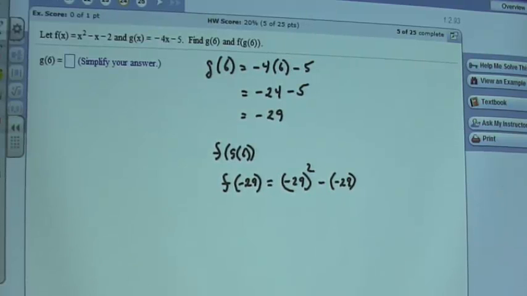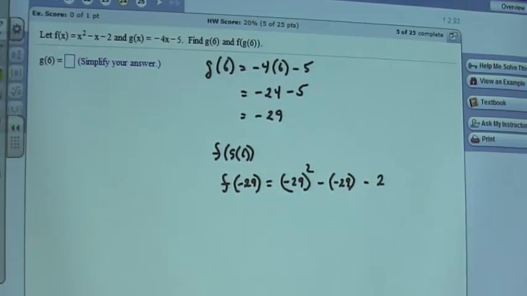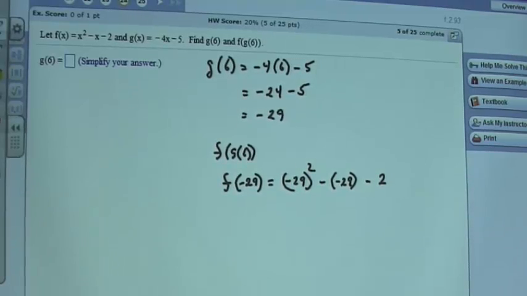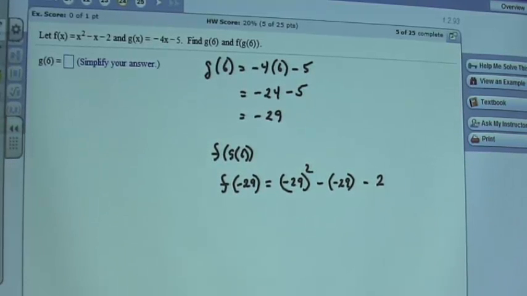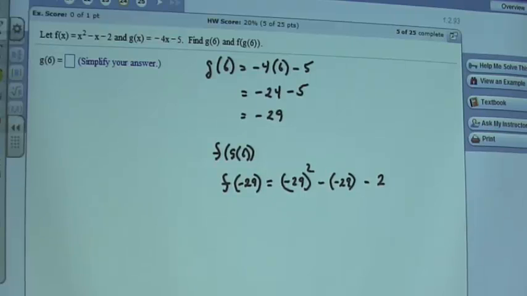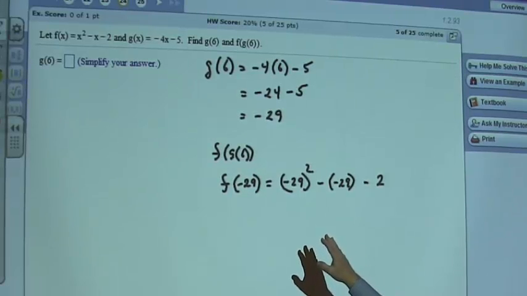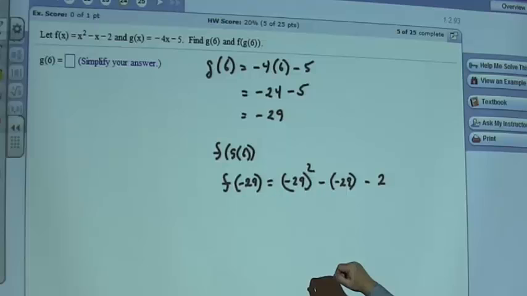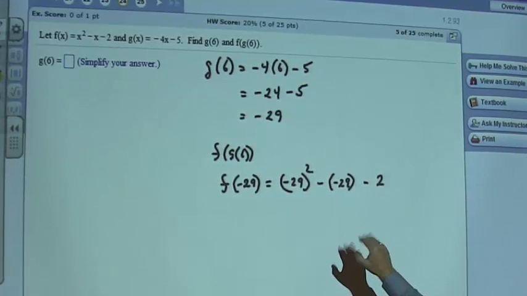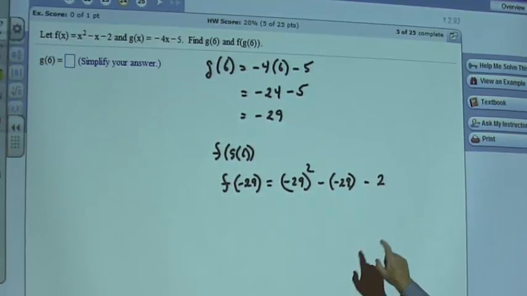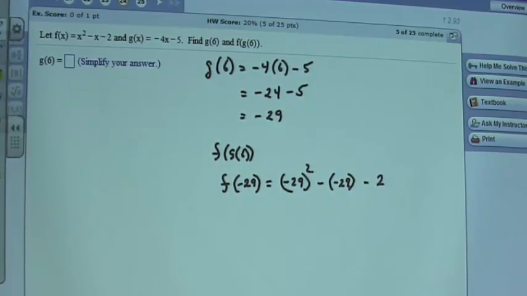And lastly then, we want to subtract 2. Okay? Now, I'll leave that up to you to do on your calculator, but that's how you would solve it. Negative 29 times negative 29, you're going to come up with a positive number. Negative negative 29 is going to be another positive number, and then minus 2. So you should end up with a fairly large positive number.